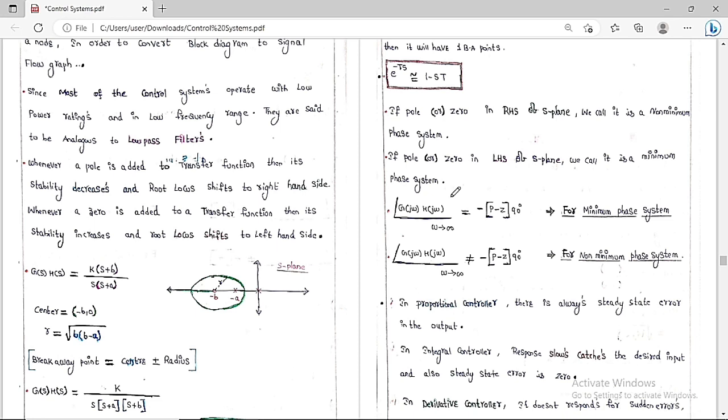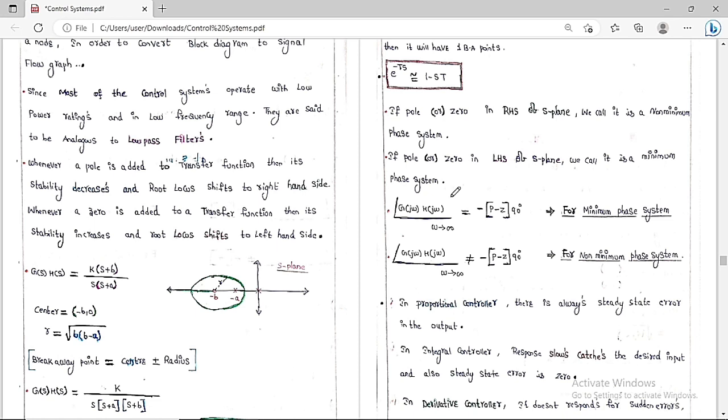So this point I have already told you. Whenever you add a pole to the open loop transfer function G(s)H(s), the stability decreases because the root locus shifts to the right hand side. But whenever you add a zero to the open loop transfer function G(s)H(s), the stability increases, meaning the root locus shifts to the left hand side. This point you always have to keep in your mind.